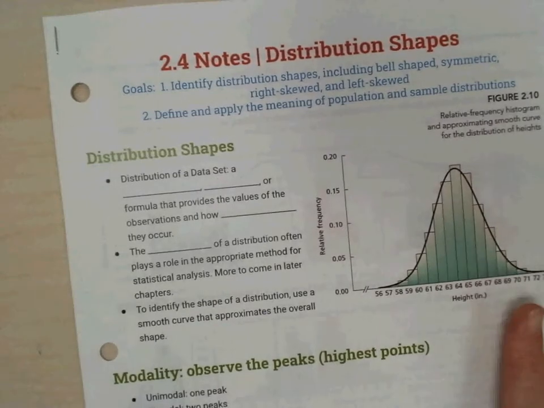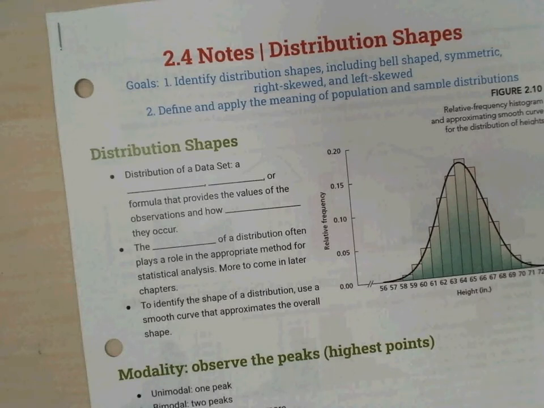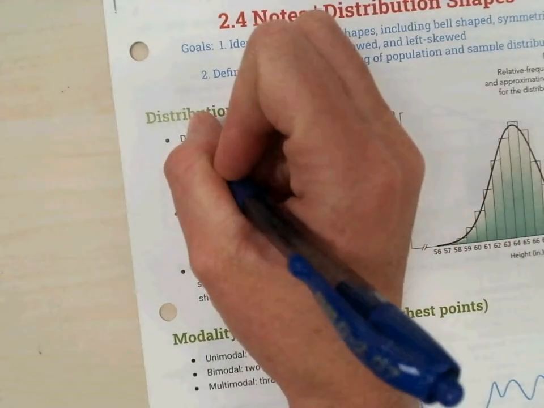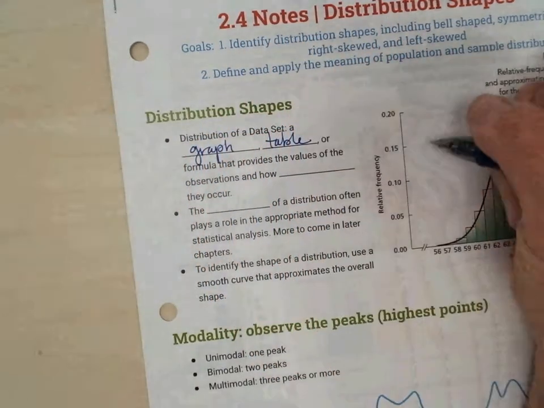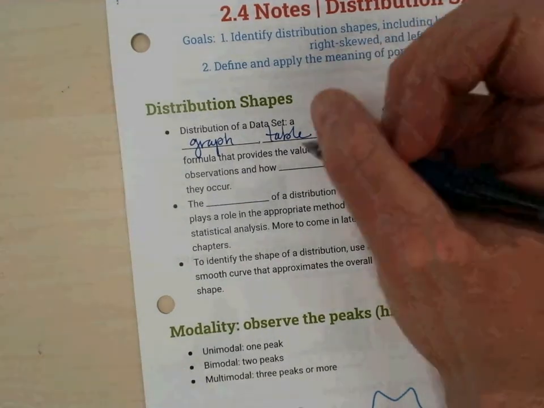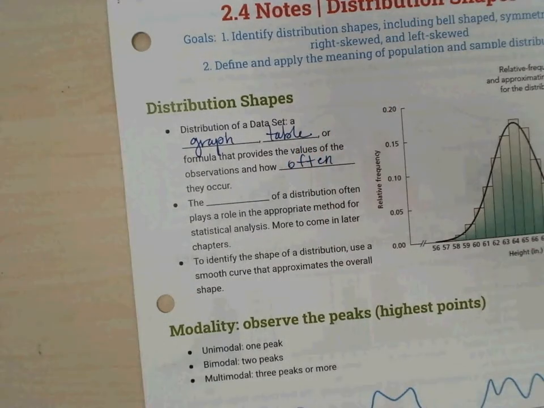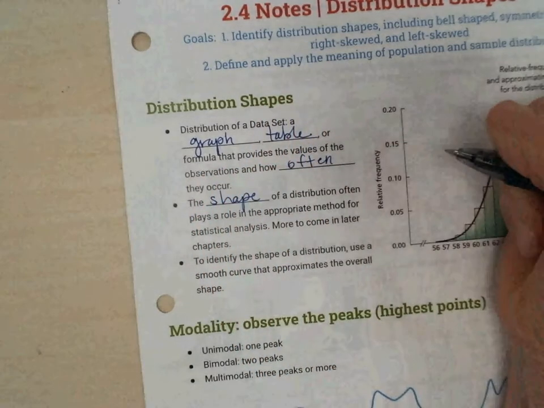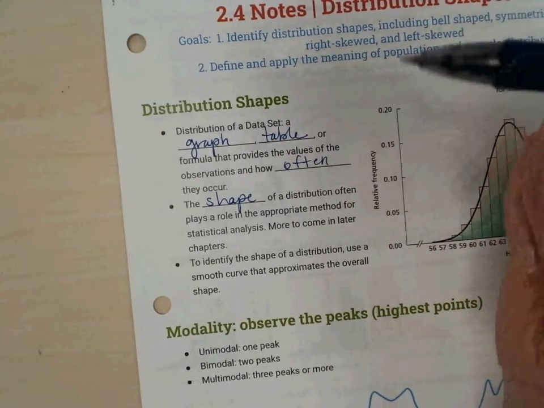What is a distribution shape? A distribution shape is a graph, table, or formula that provides the values of the observations and how often they occur. The shape of a distribution often plays a role in the appropriate method for statistical analysis. More to come in later chapters.